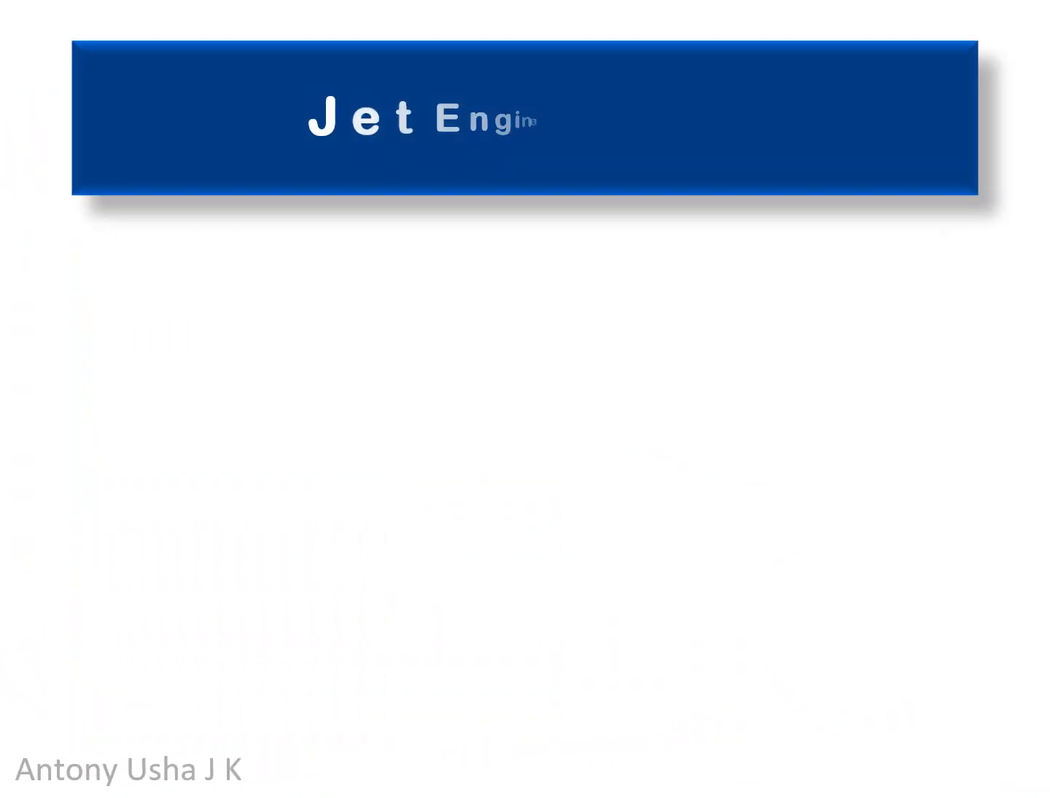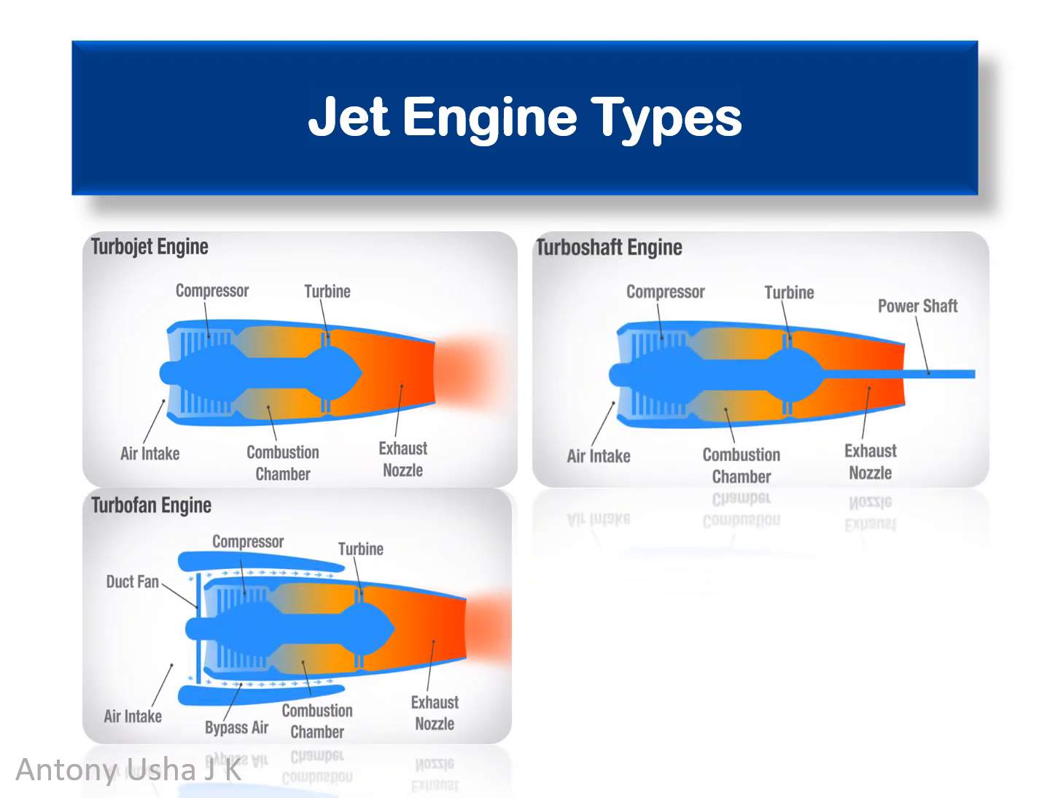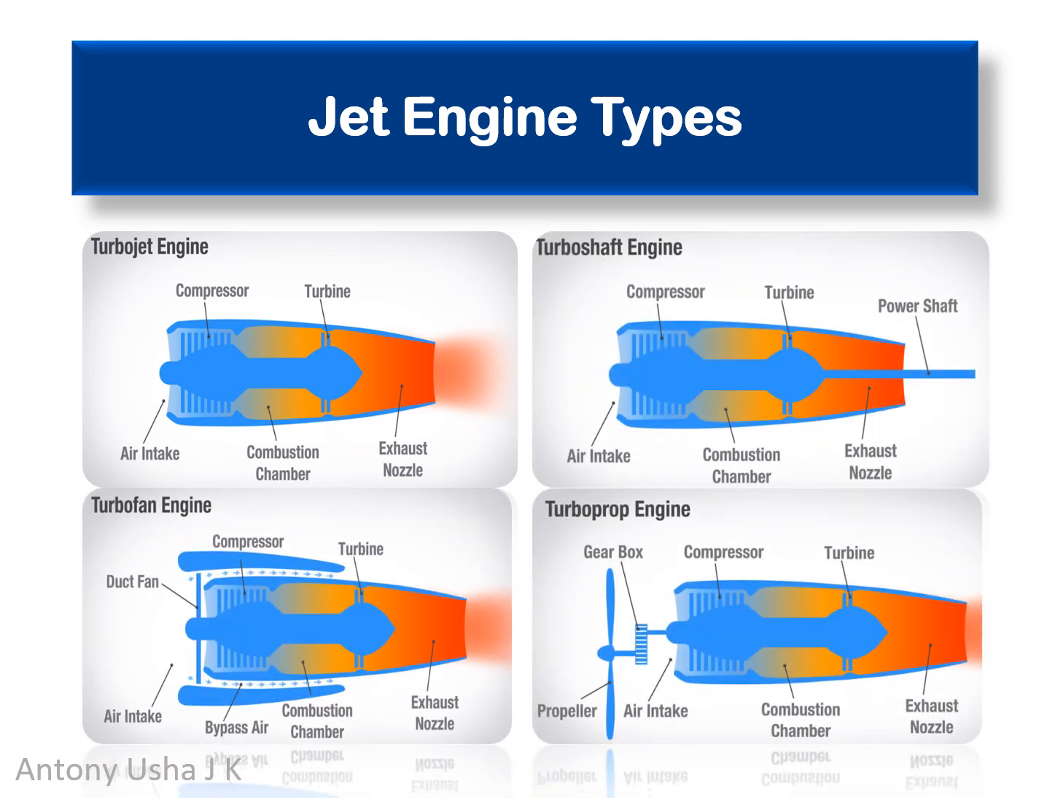Engine types. In the world of jet propulsion, understanding each type is essential to appreciating the balance between speed, efficiency, and functionality. Let's explore four main types of jet engines: turbojet, turbofan, turboshaft, and turboprop.